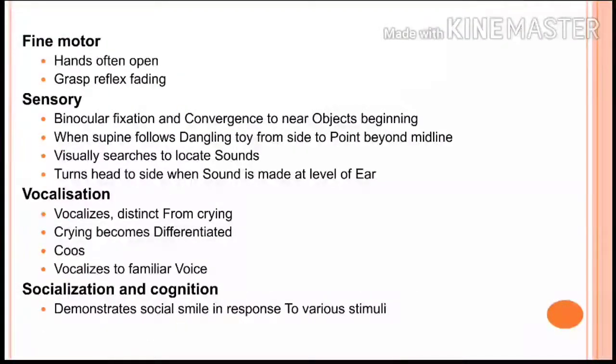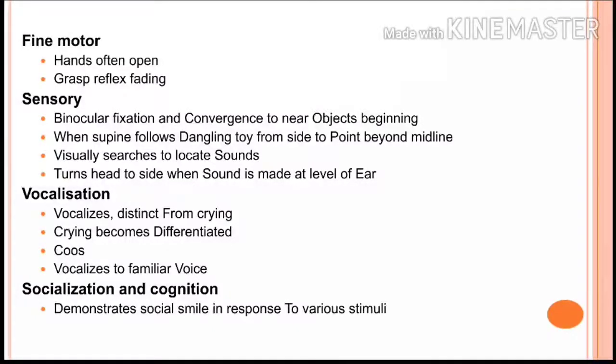Now coming on to the fine motor. In fine motor, their hands are often open and their grasp reflex is fading. In sensory development, binocular fixation is there, and convergence to near objects begins. When supine, they follow a dangling toy from the side to a point beyond the midline, visually search to locate sounds, and turn the head to the side when a sound is made at the level of the ear. See, these sentences are all self-explanatory. You just have to remember this, and there is nothing to explain. So please do remember this.